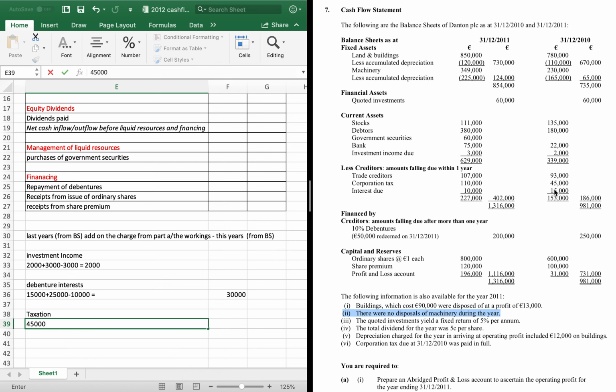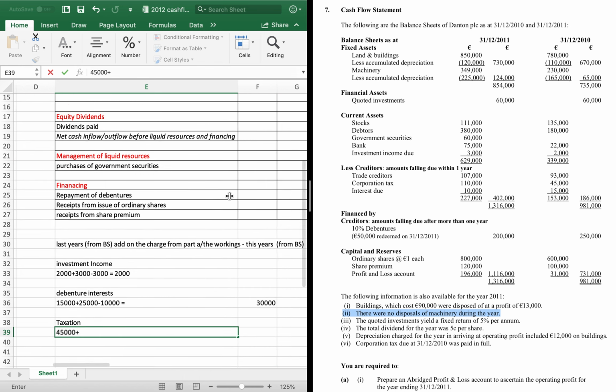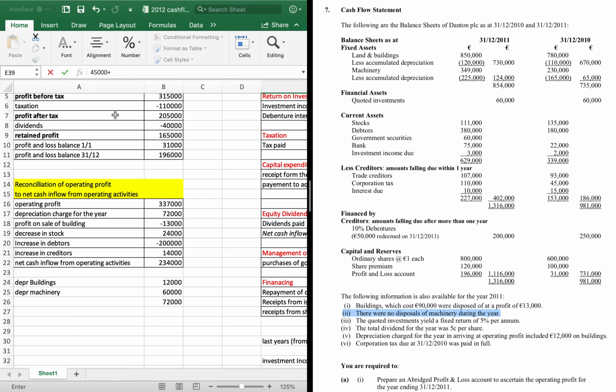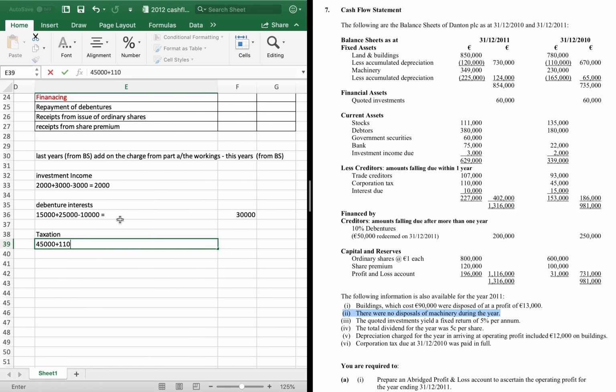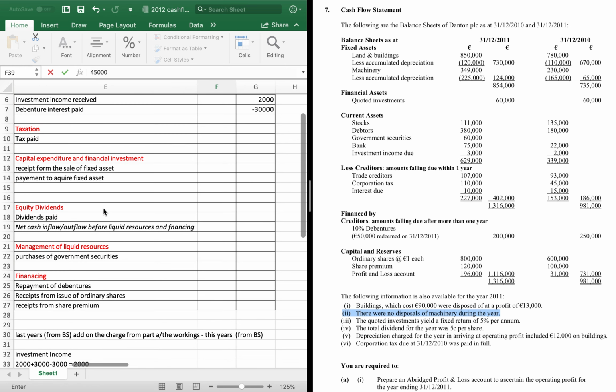We've this year's charge, which, if you remember rightly, was 110,000. See it there, 110,000. And then we take away this year's, which is 110,000, which means we paid 45,000, which is to be expected given that it tells us we paid 45,000. Okay, it tells us there the corporation tax from last year was paid in full. So that we've paid that, minus 45,000.